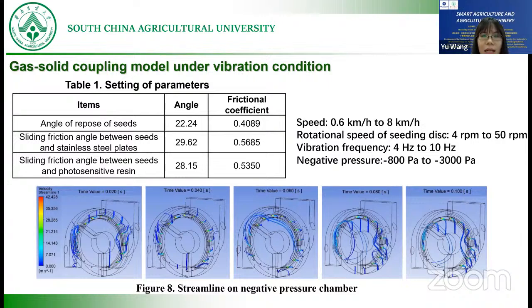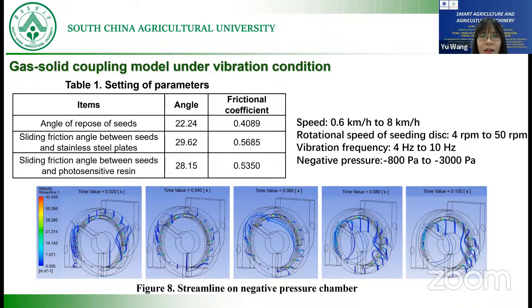Also the working condition, we focus on the operation speed from 0.6 to 8 kilometers per hour, because we try to exceed the temporary speed limit. Now it's 5 kilometers per hour. We try to speed it up, so we want to know what will happen when the speed is more than 5 kilometers per hour. And correspondingly, the rotational speed of the seeding disc is from 4 RPM to 50 RPM.